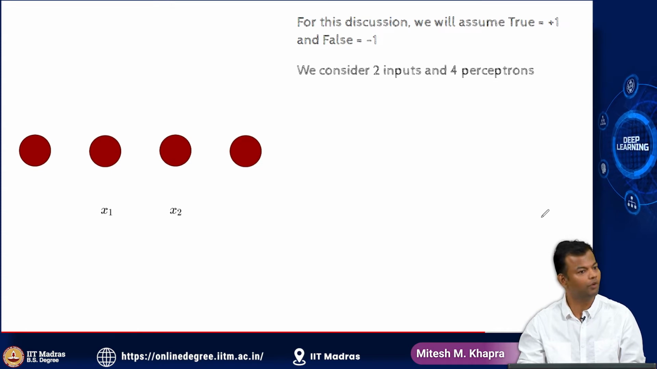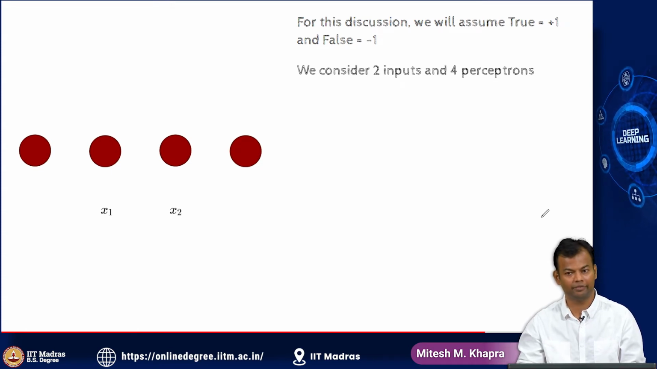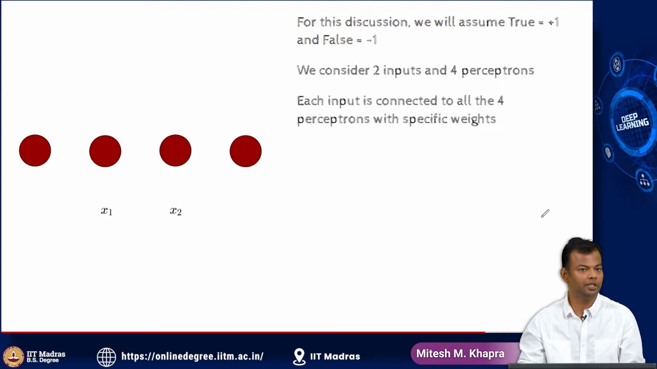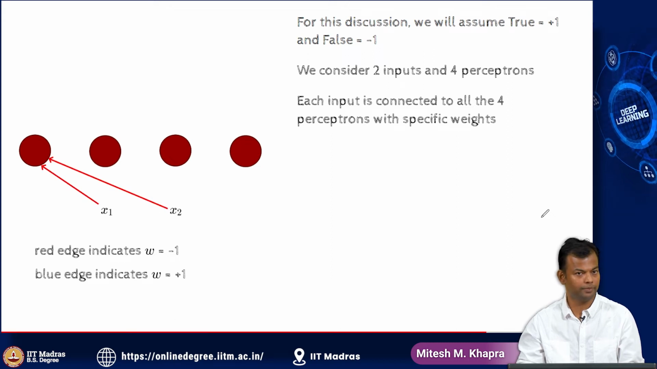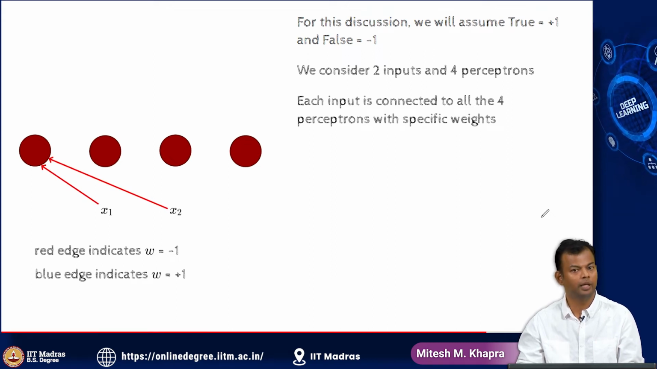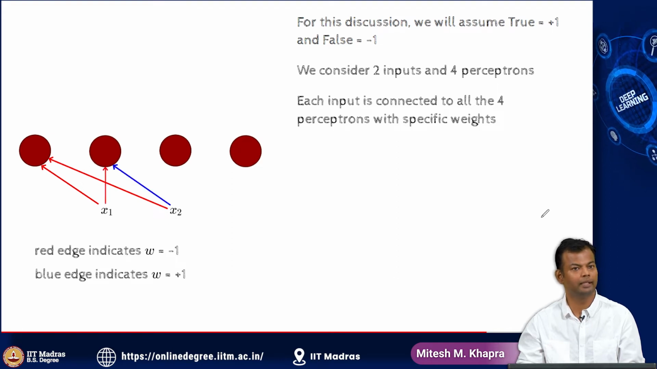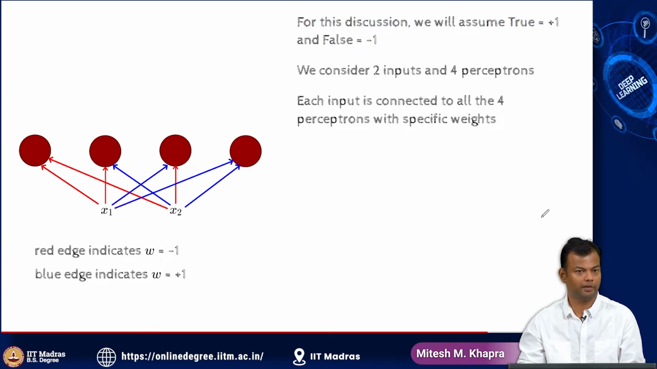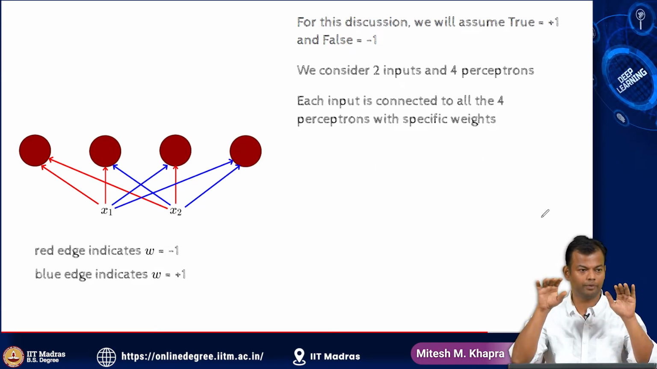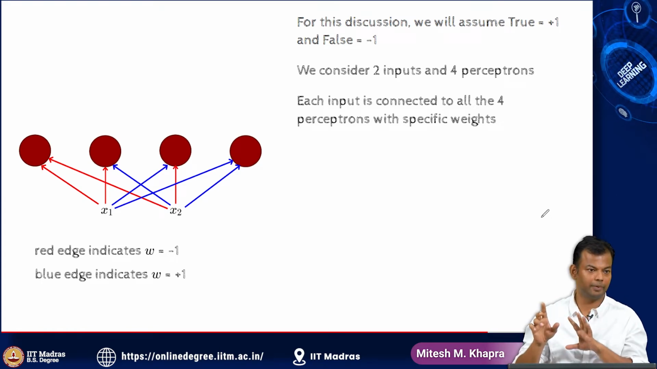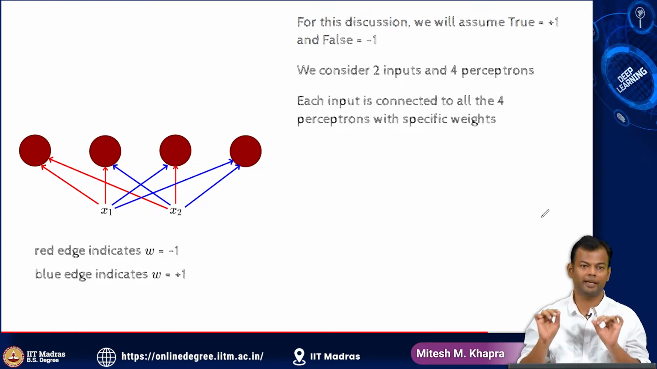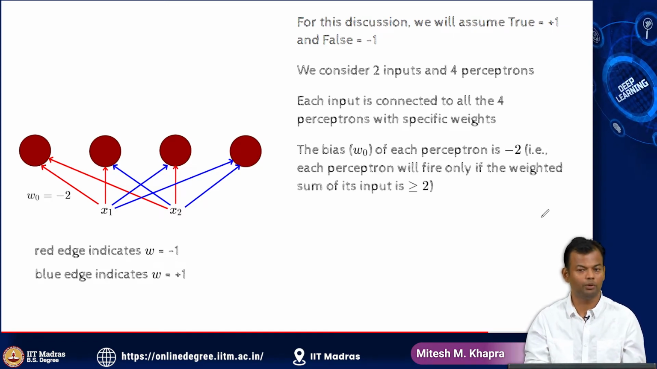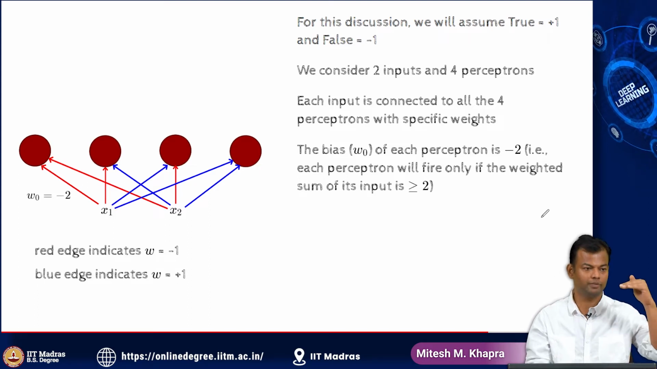Since I am going to have a network of perceptrons, it is clear that I am going to have more than one perceptron. So I am going to start with 4 perceptrons, and each input is connected to all the 4 perceptrons with specific weights. The red weights are -1 and the blue weights are +1. Why so? We are not considering that right now. It is just that you have 2 inputs, 4 perceptrons, every input is connected to every perceptron by specific weights. Some weights are -1, some weights are +1, and then the bias or W naught is equal to -2.